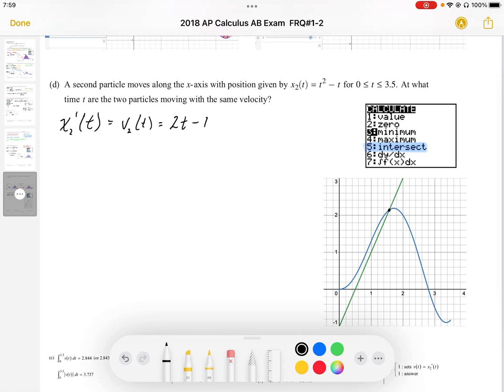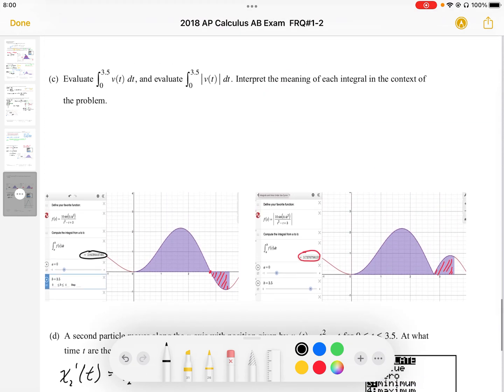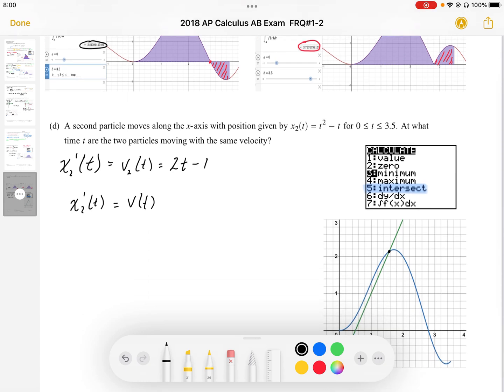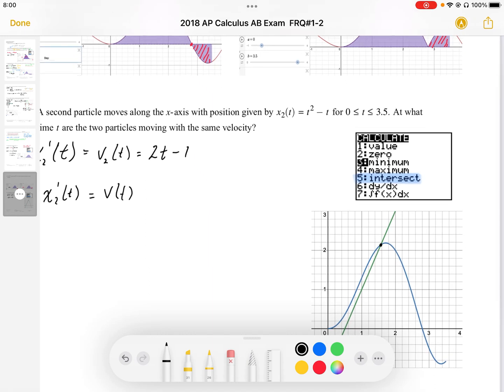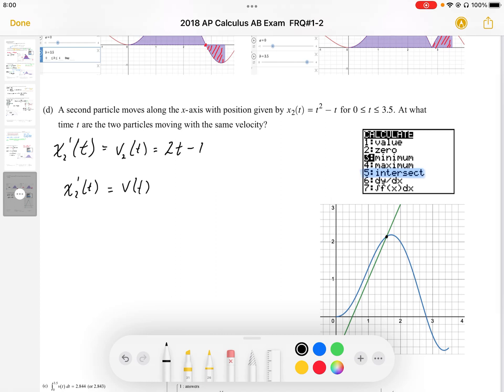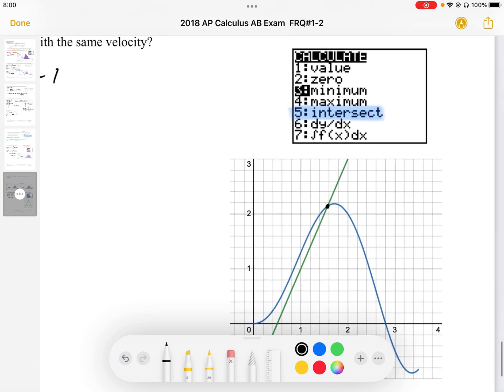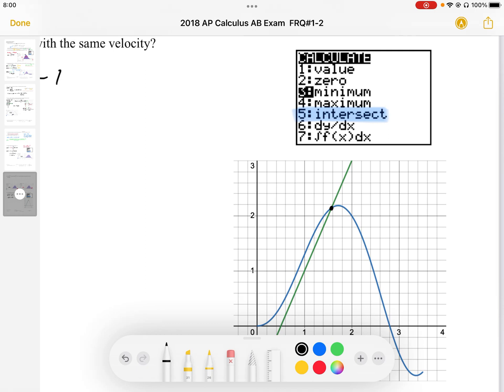Then we want to find the t where the two particles are moving with the same velocity. This is when x2 prime of t is equal to the original velocity function, v of t. So where those two are equal, we're going to find where the velocities are the same. We've already graphed the v of t, that's in blue here, and then we're graphing the x2 prime of t, which is 2t minus 1, and we can see that green line represents 2t minus 1. If we want to know where they're the same, we're just going to graph them on the calculator and intersect those two functions. We do not want to solve this algebraically because it would be much too complex.